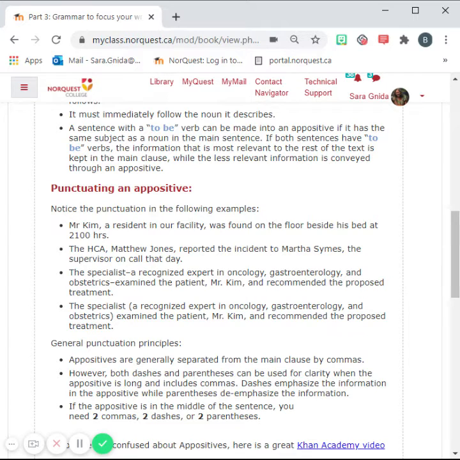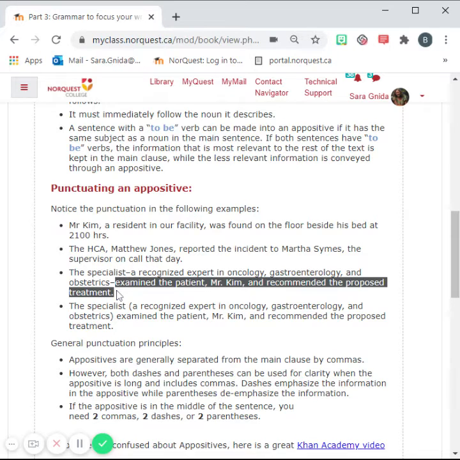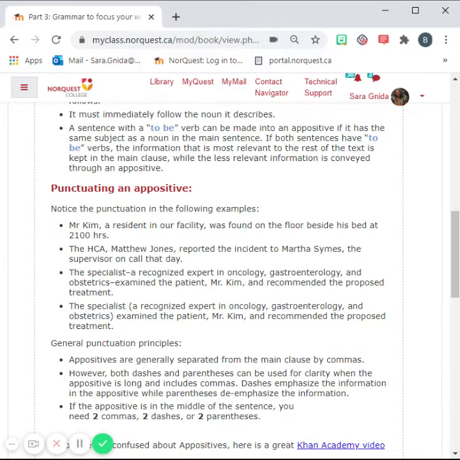Here, instead of commas, we have used dashes to separate out the appositive. The specialist, a recognized expert in oncology, gastroenterology, and obstetrics, examined the patient, Mr. Kim, and recommended the proposed treatment. So really what you want to say is the specialist examined the patient and recommended the proposed treatment. You could also, instead of dashes, use brackets. The specialist, a recognized expert in oncology, gastroenterology, and obstetrics, examined the patient, Mr. Kim, and recommended the proposed treatment.